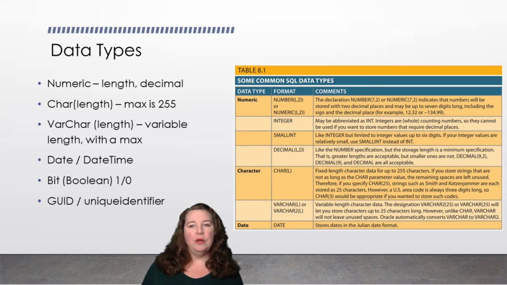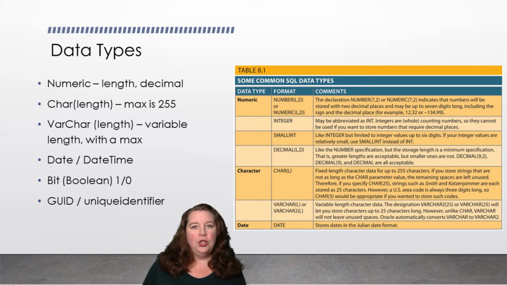You can have a variable character, which is variable with a maximum length. If you do a character and you say character with a length of 25, every value is going to be 25 characters with a bunch of white space to fill in the difference. If you use a variable character, it does not fill in that white space. So you could have it be 10 or 12 or 17 or 25. But with character, it will always be 25, whatever length you've told it. So that's the difference between character and varchar.